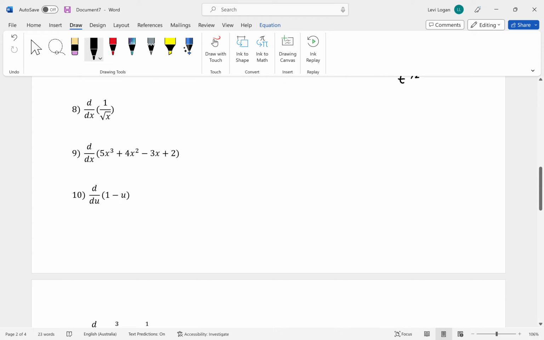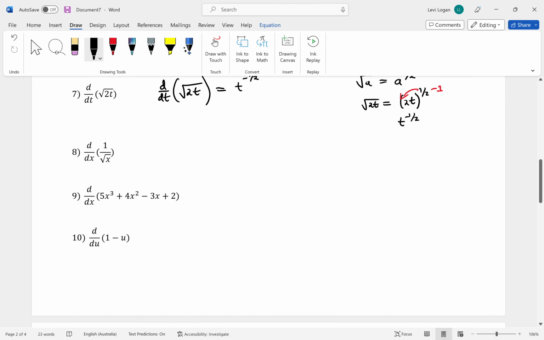Find the derivative of 1 over the square root of x. So if you want to have a go at that, feel free to have a go. And if you don't, just wait for me and I'll begin solving it.